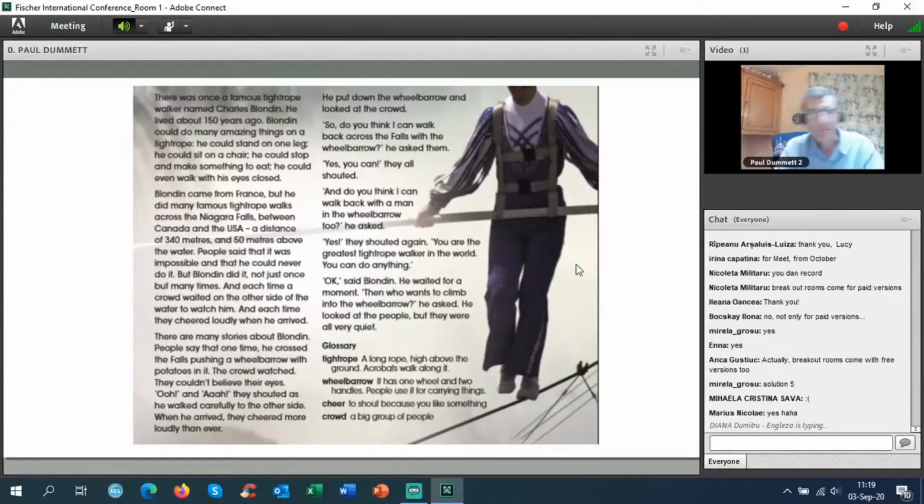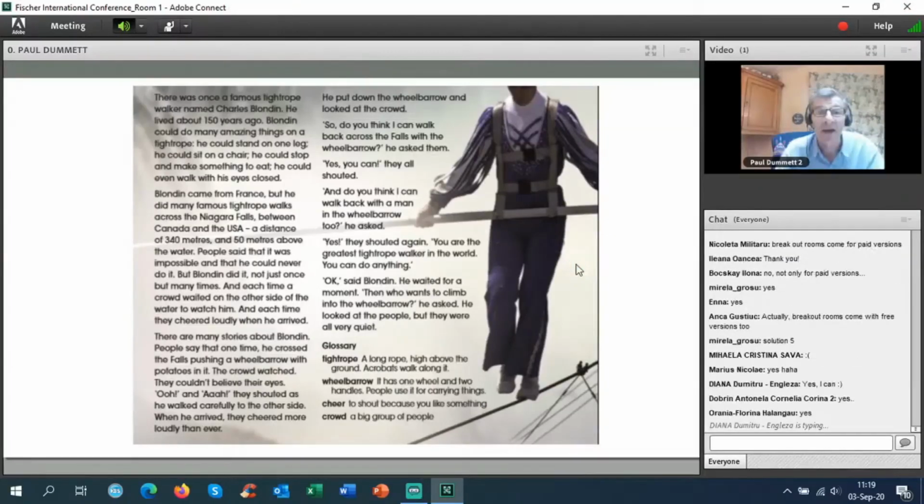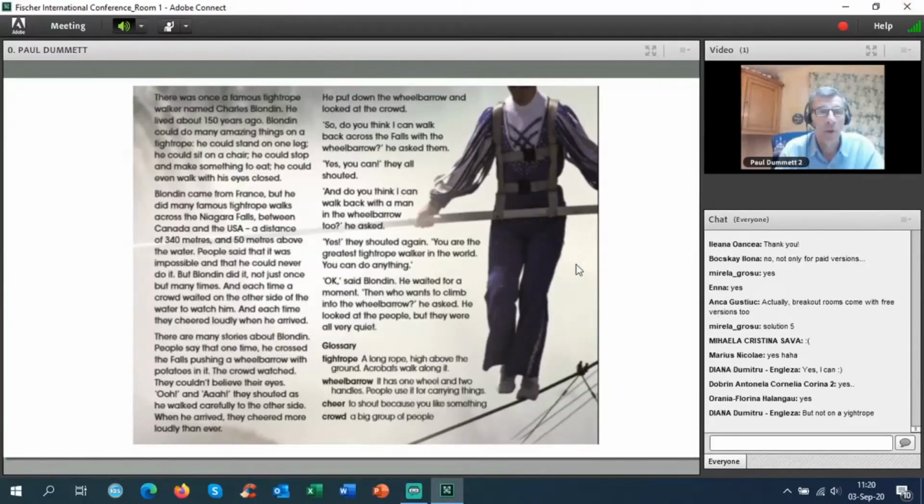Blondin came from France, but he did many famous tightrope walks across the Niagara Falls, between Canada and the USA, a distance of 340 meters. That's like 3 football pitches or a bit more, one after the other. And 50 meters above the water. How high is 50 meters? Let's imagine you live in a block of flats. How many floors up would you be if you were 50 meters high, do you think?